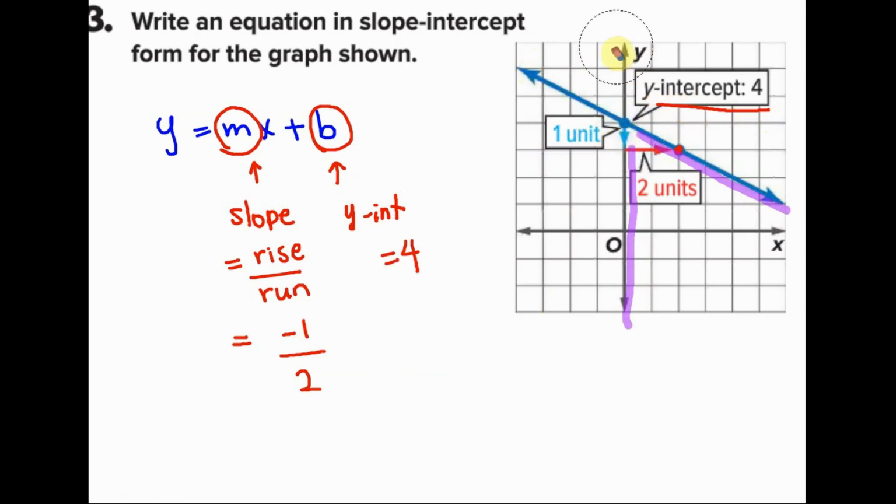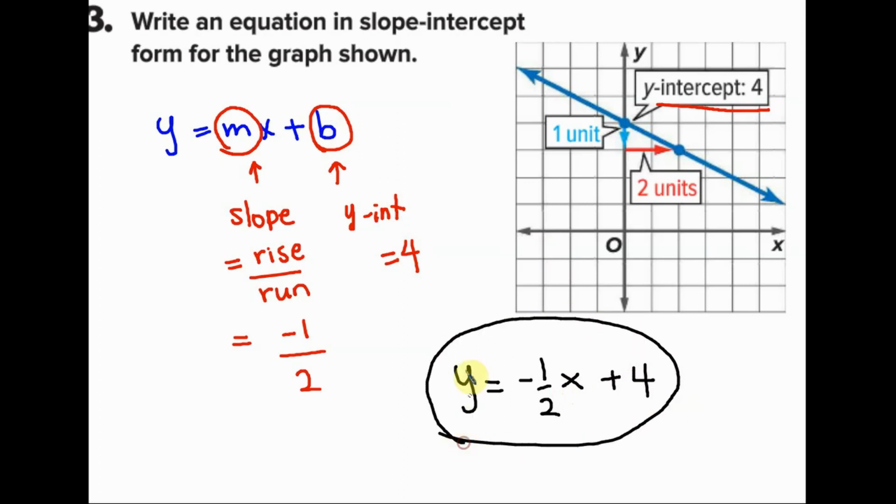Let me just erase it a little bit so that you guys can see it better. So I was looking at the y-axis right here compared with the graph. In this case, if I rewrite the equation a little bit nicer, y equals your slope, -1/2, and then keep the x because you're not changing this with any number. And then when you had y-intercept with a 4, I'm going to write +4. And that's how you end the problem.